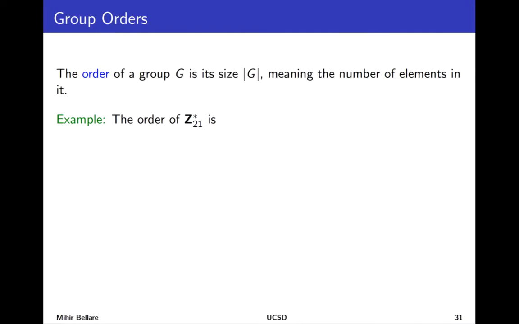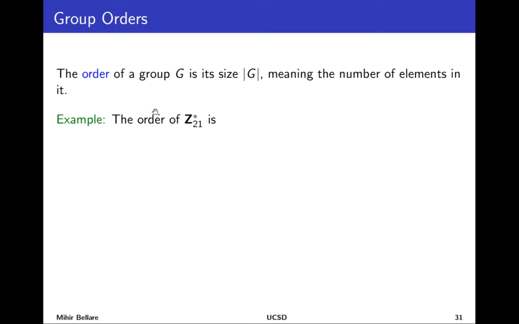We're often interested in the size of the set that comprises the group. Often enough that mathematicians like to give this a special name. They call it the group order. So the order of the group simply returns its size. Remember, bars around a set returns its size.